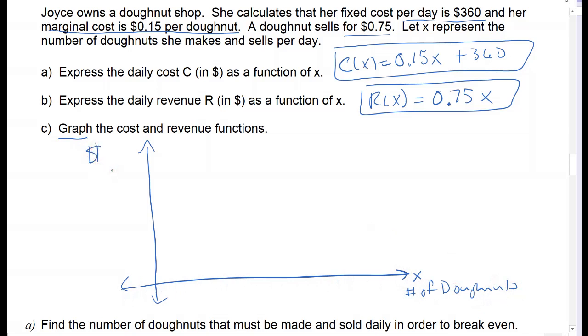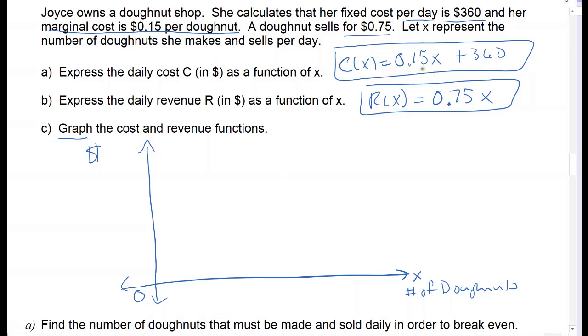This is the dollar, either cost or revenue. They're both in dollars, only in the positive. I'm only going to make positive donuts, and I'm only going to have positive costs and positive revenue. And so they're both lines, so they both should be straight. And so I'm going to start with my cost equation.